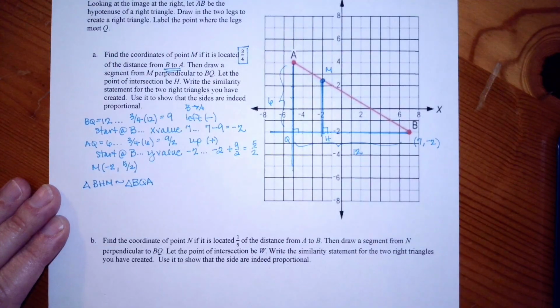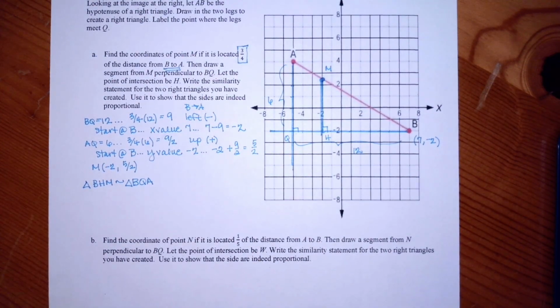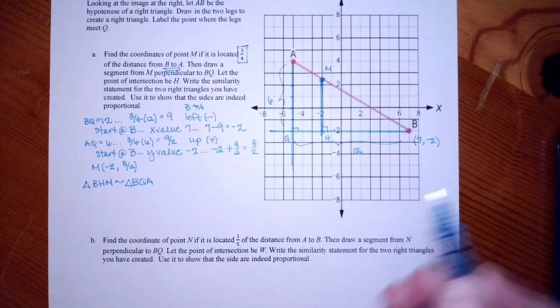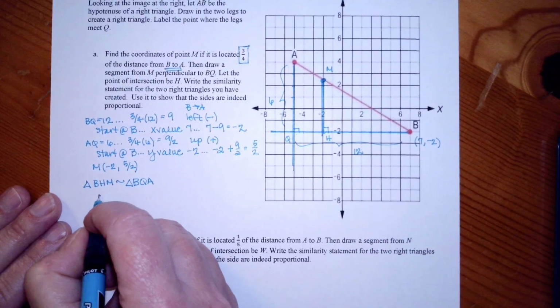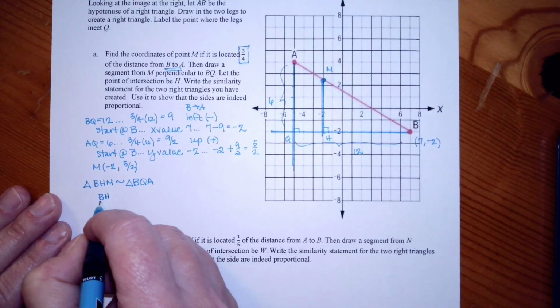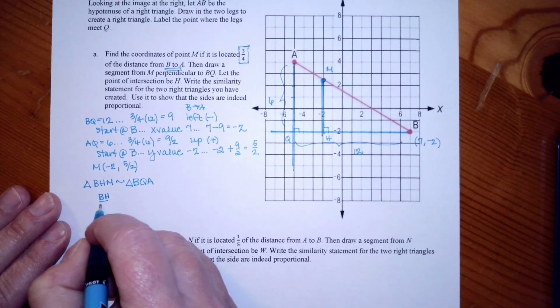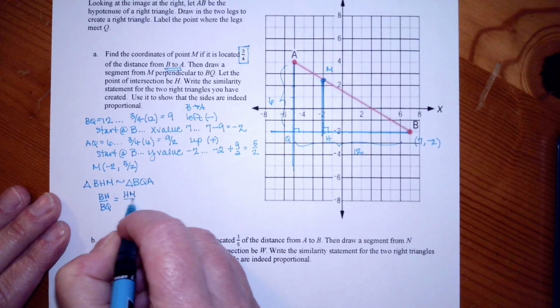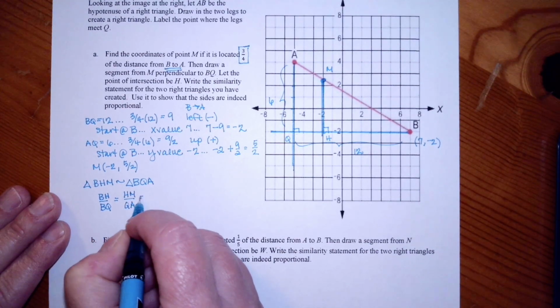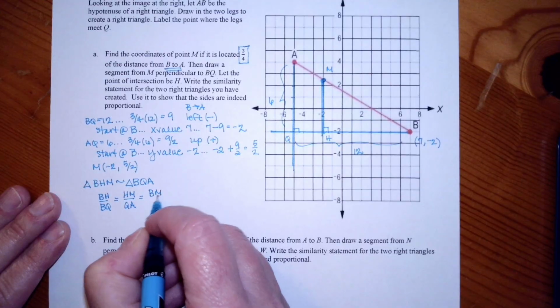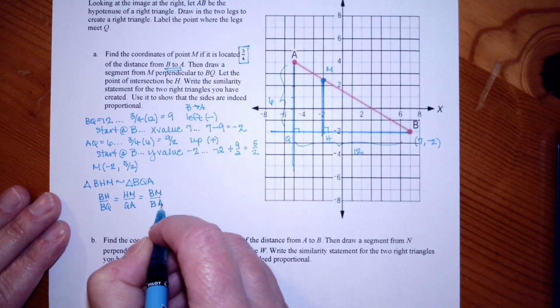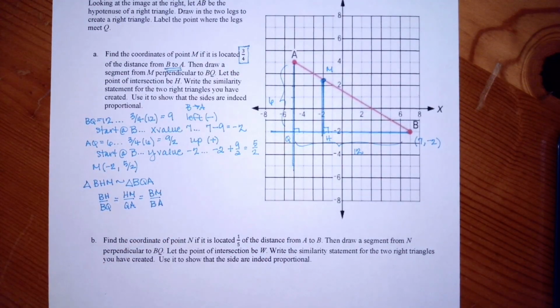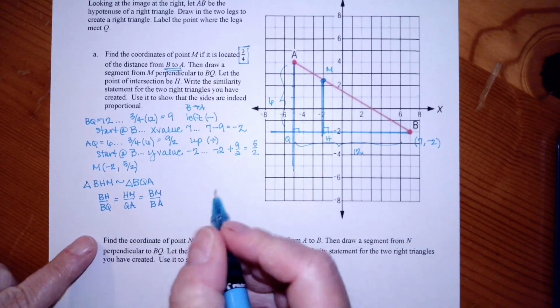Okay, and then we write our sides, because again, we don't know anything about angles except we've got a right angle. So we're going to talk about sides. So again, first and second position. So BH compared to BQ should be the same as H to M compared to Q to A, which should be the same as B to M compared to B to A. And we're expecting, right, a 3/4.